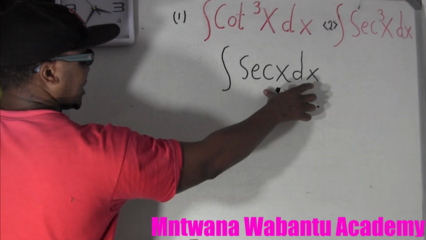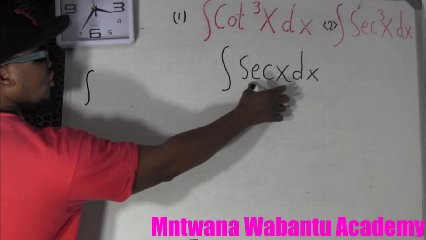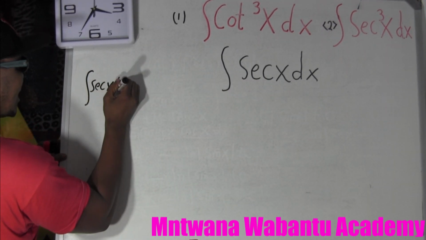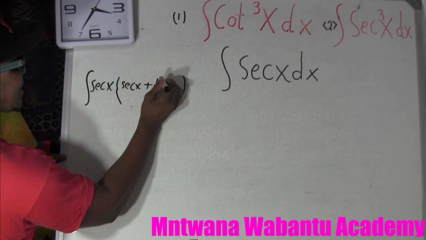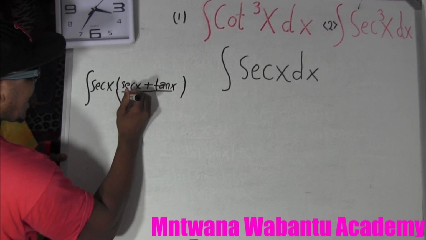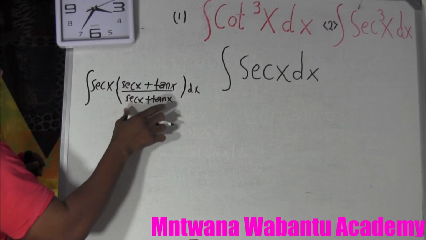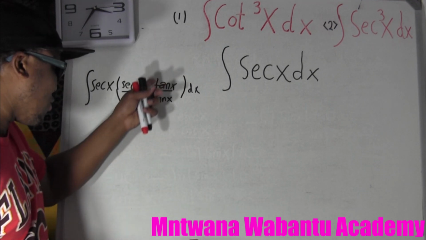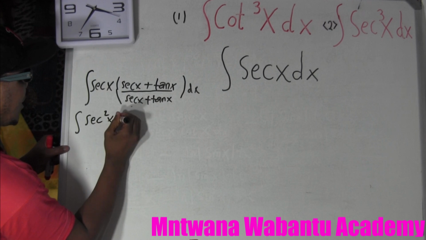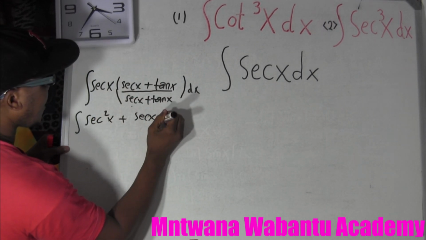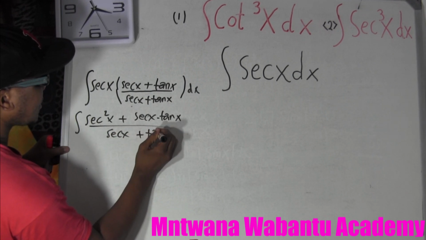So if somebody gives you this to integrate, what I'm going to do is introduce, we have sec x, I'm going to introduce here sec x plus tan x, and then I'll do the same thing under the bottom. This doesn't have an effect because they cancel each other. Multiplying that out, we get sec square plus sec tan, and the denominator we have sec x plus tan x.